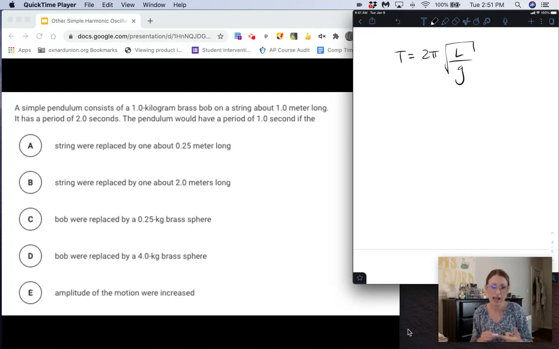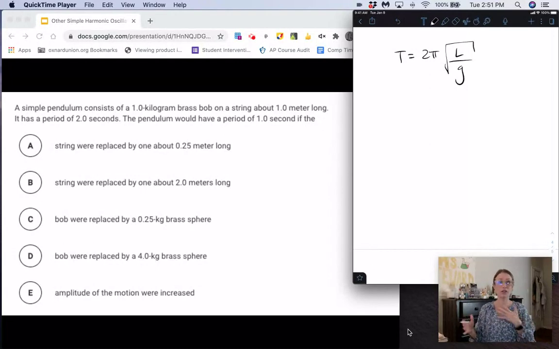We can see that A and B are both feasible options because they're talking about replacing the string with one of a different length. If we change the length, it is going to change the period, so we want to leave those there. It's probably going to be one of those answers.